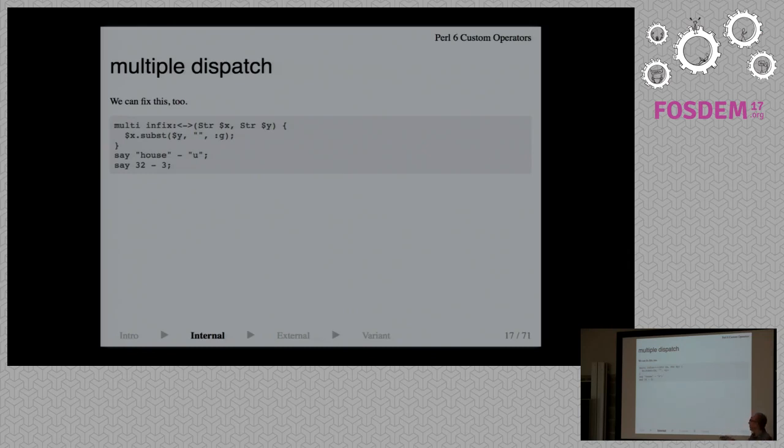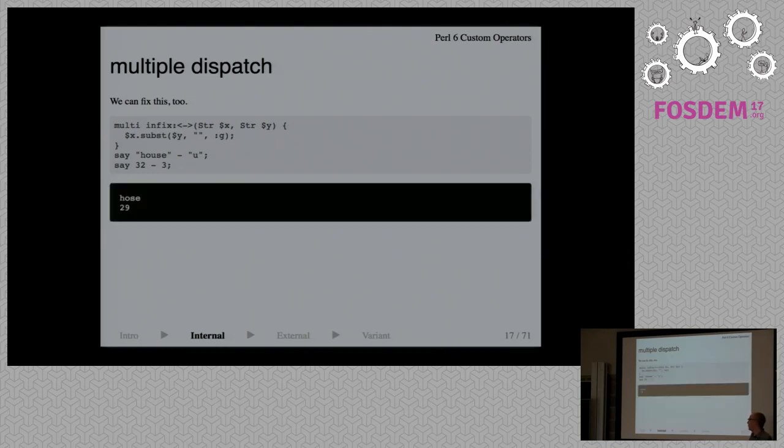So now, when we have a house and a u, which are both strings, and we have 32 minus 3, we get the correct thing. We get hose for the strings, but we still get 29 for the numbers.